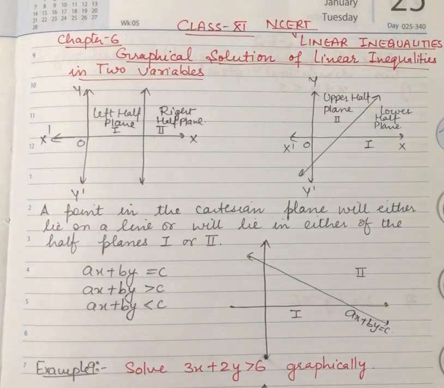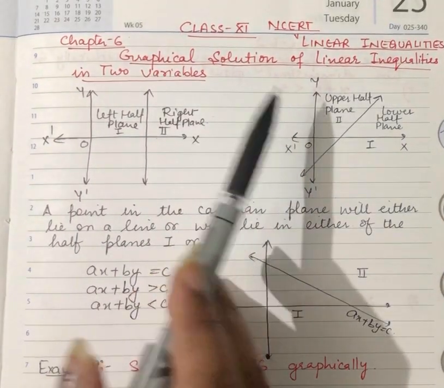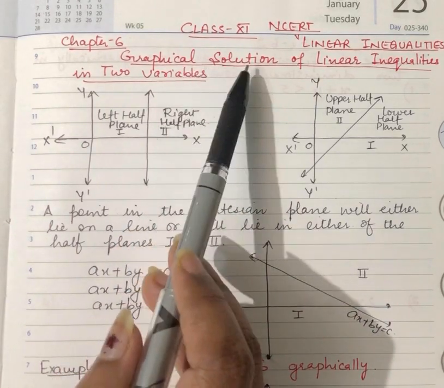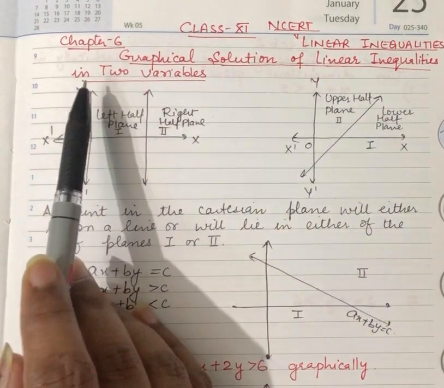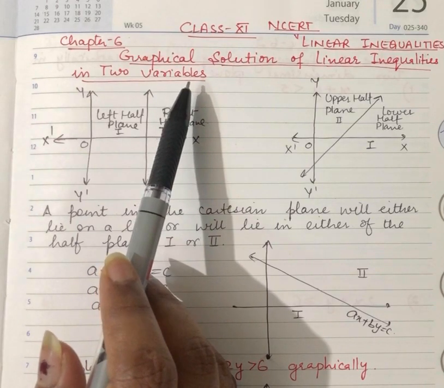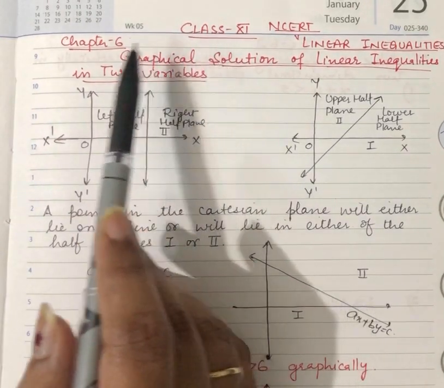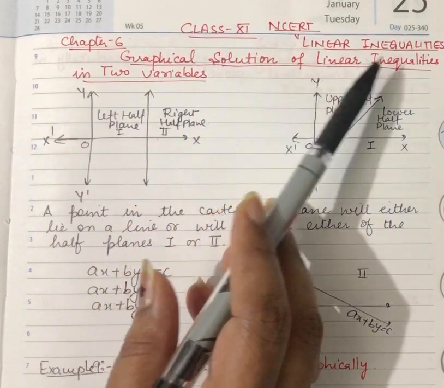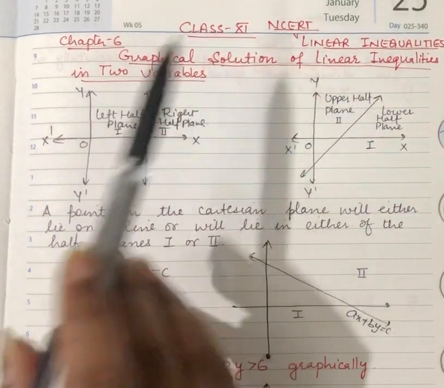Welcome students. In this video we will study the topic graphical solution of linear inequalities in two variables and solve the sums of exercise 6.2. This is chapter 6 of class 11th linear inequalities of NCERT.